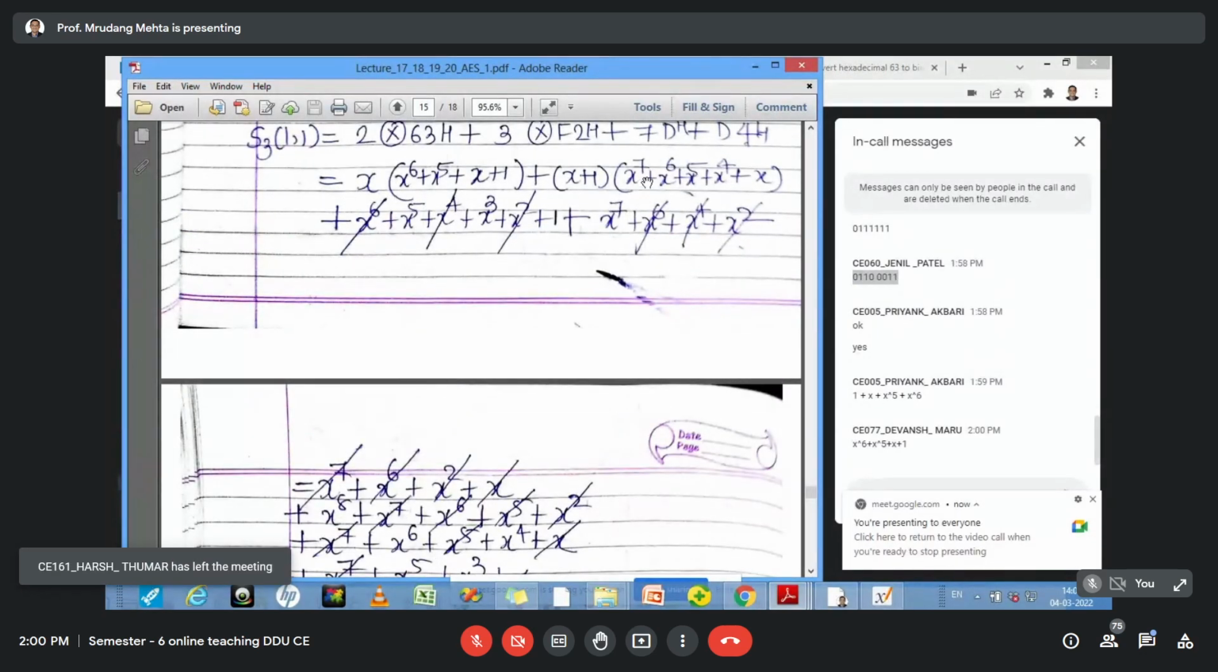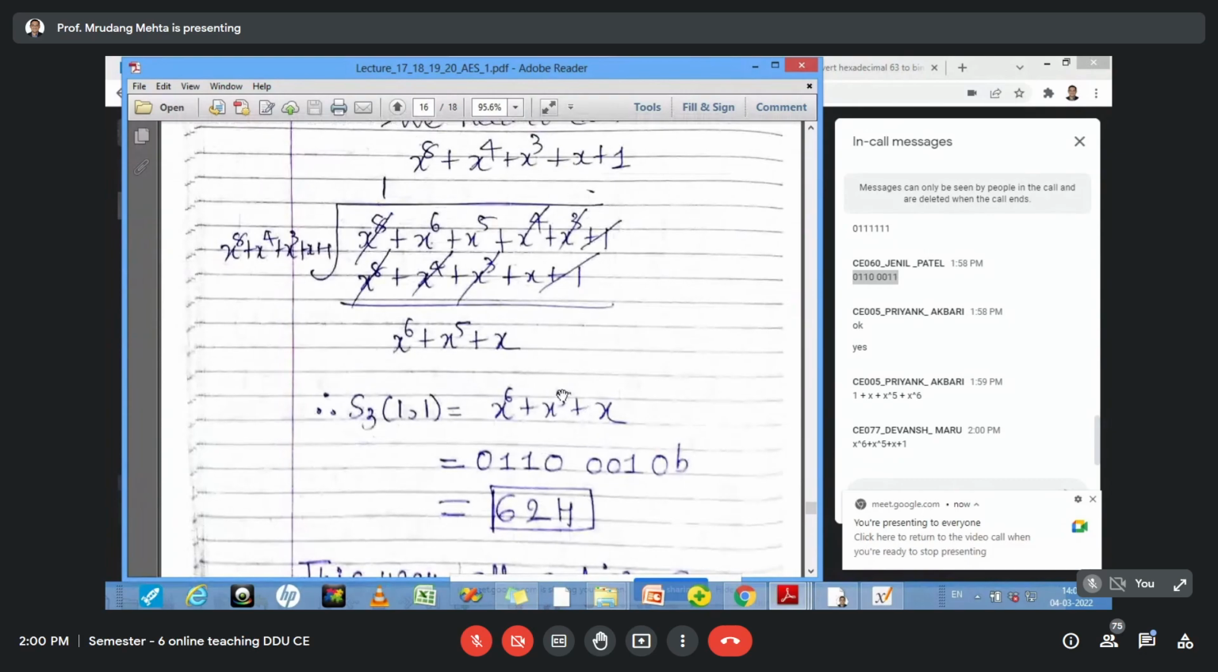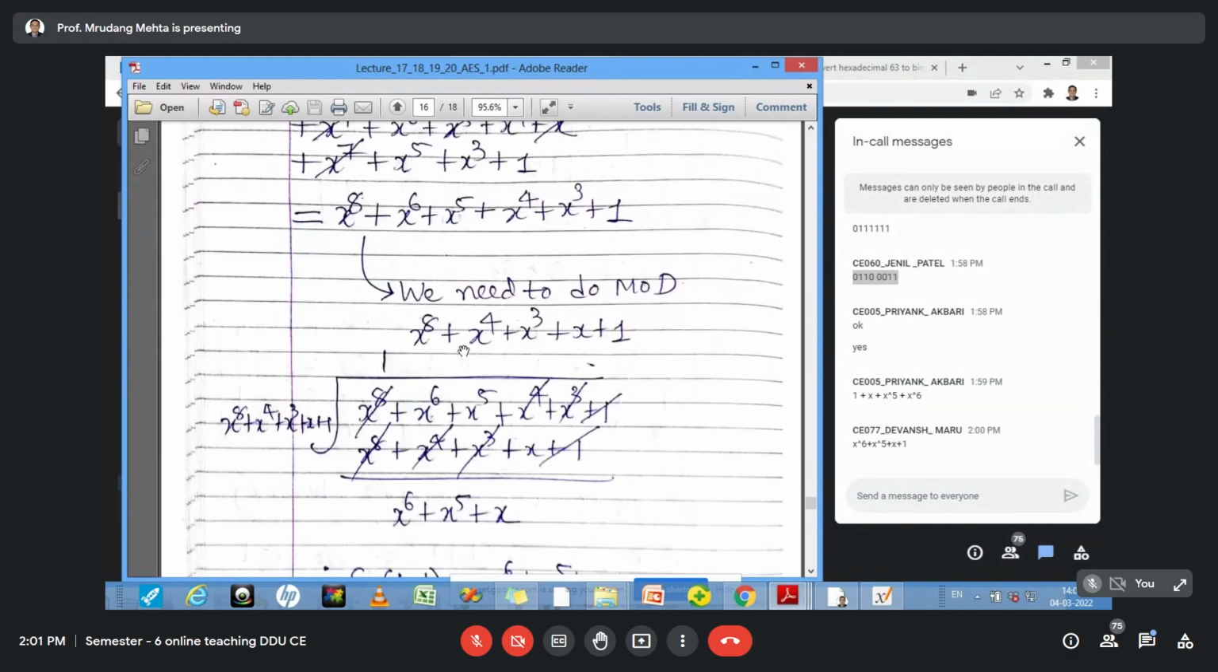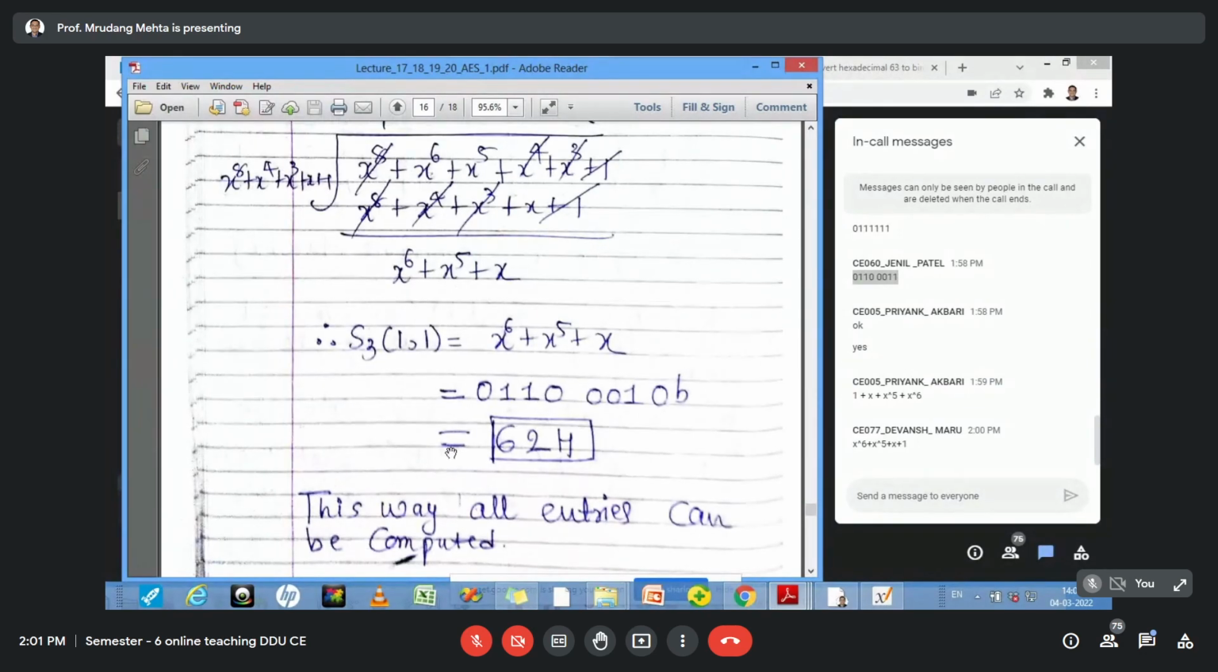Similarly here, and similarly here and here. So this results in our final answer, that is x raised to 8 plus x raised to 6 plus x5 plus x4 plus x3 plus 1. Now this is not in the modular arithmetic of the Galois field, so we have to divide this polynomial by the irreducible polynomial. When we divide it, we get a remainder, which is converted into binary, and that binary is equivalent to 62H. Binary to hex: 0110 0010 gives you 62H.